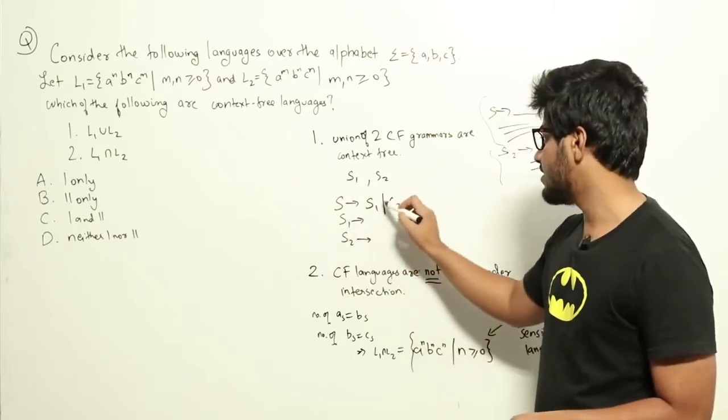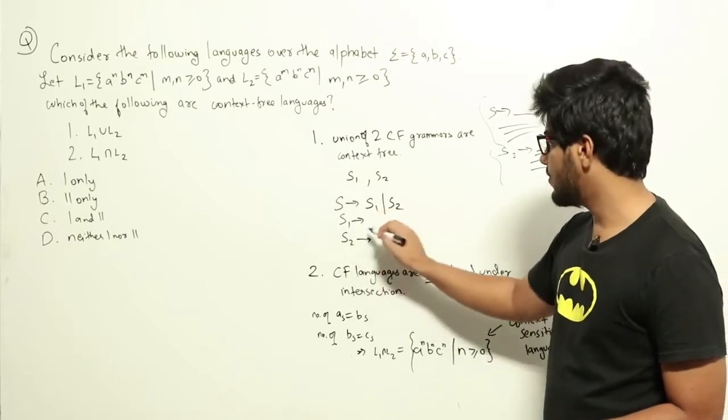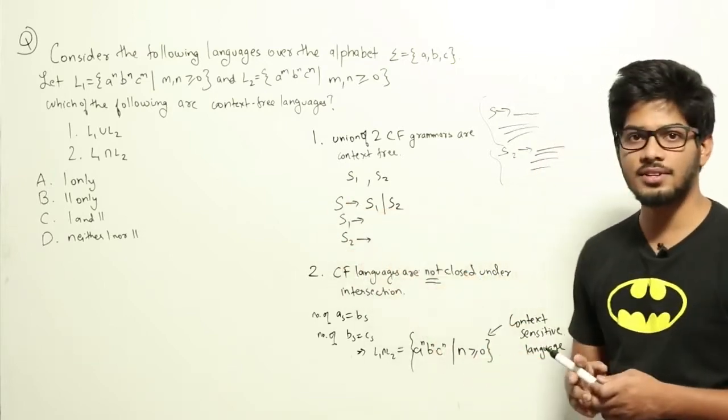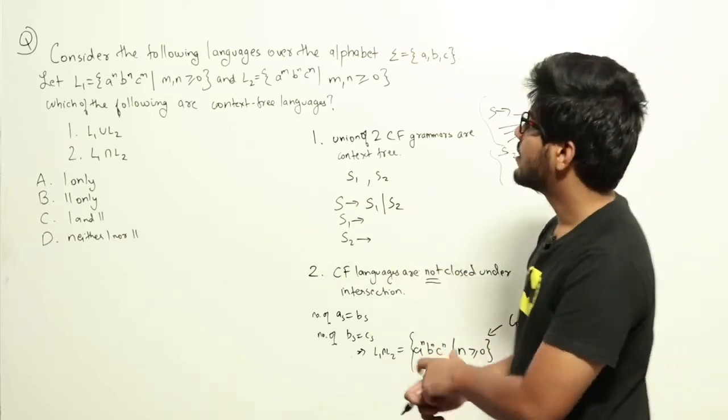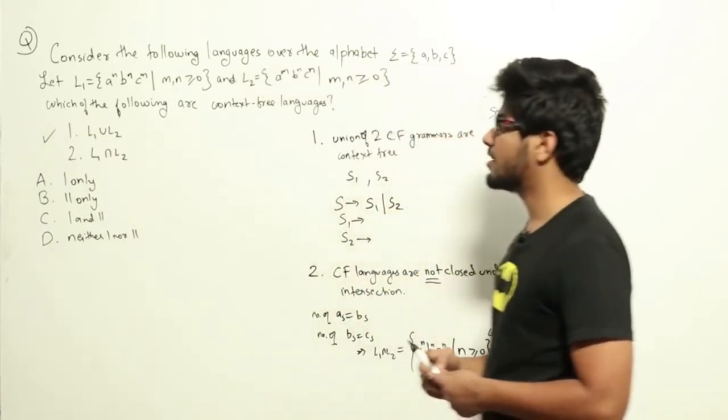S initially gives either S1 or S2, and S1 will give all the strings in L1, S2 will give all the strings in L2. So this is showing that the union of two context-free languages is also context-free. So this part 1 is true. Context-free languages are closed under union.